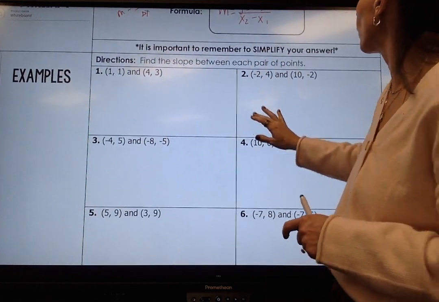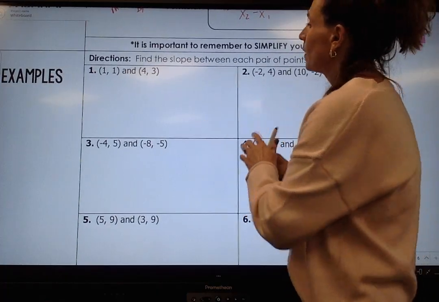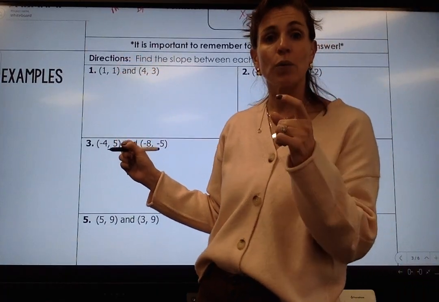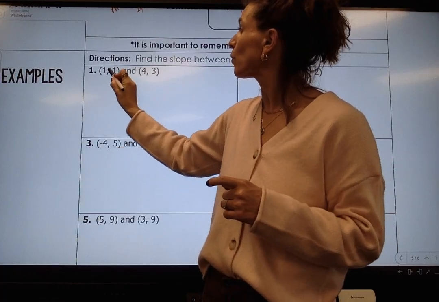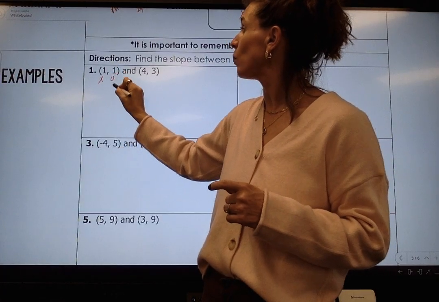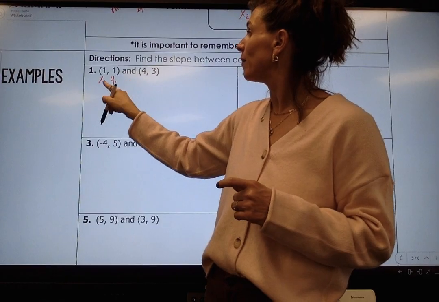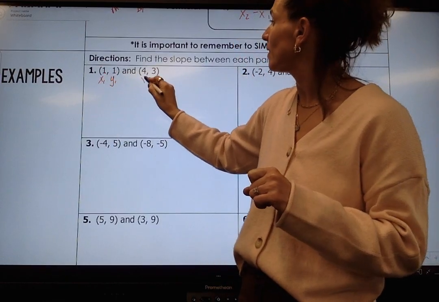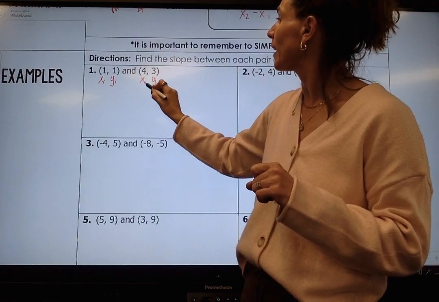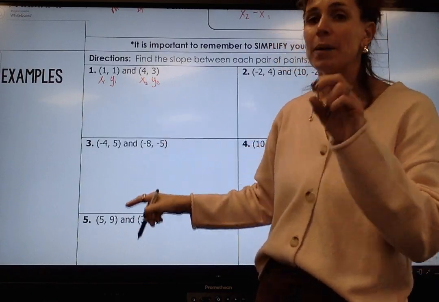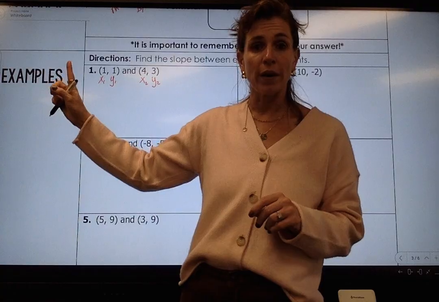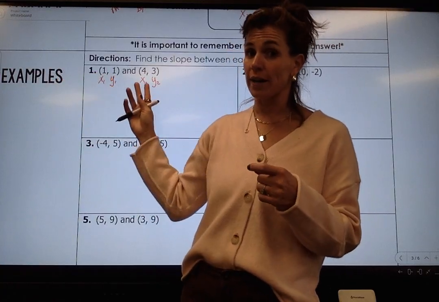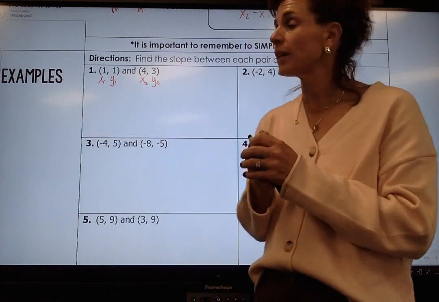So let's look at number 1. Here, what's most important is to identify your ordered pairs. This is my first ordered pair. Remember, this is x and this is y. I'm going to put a 1. This 1 represents my first ordered pair. And this still is an x, this still is a y, and I'm going to label this 2 because that's my second ordered pair. So I have 2 ordered pairs. But remember, this still means x and y and x and y. Now I can just fill in numbers.